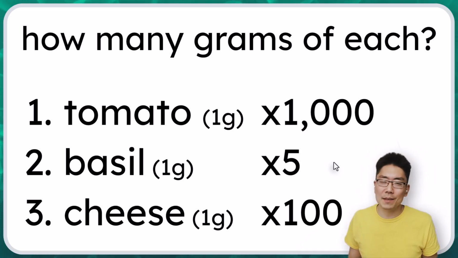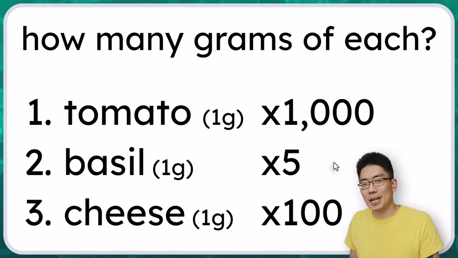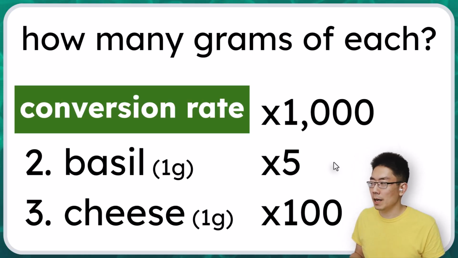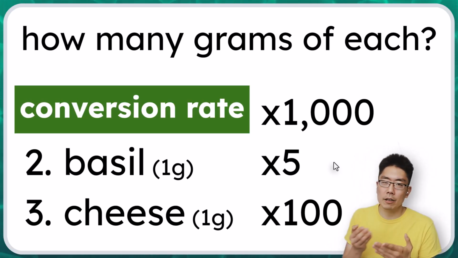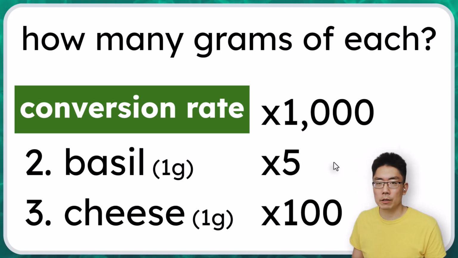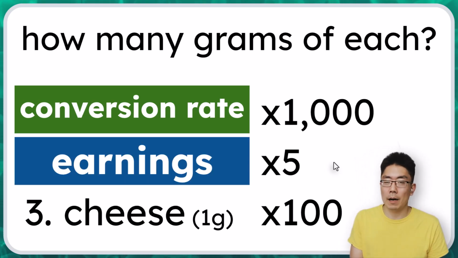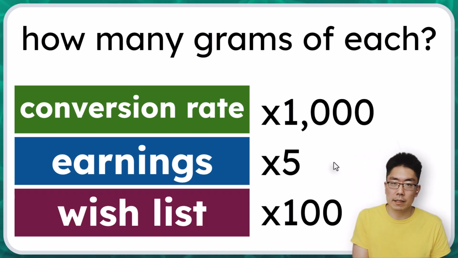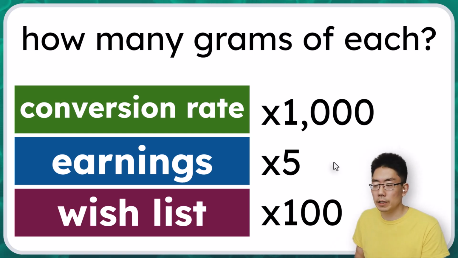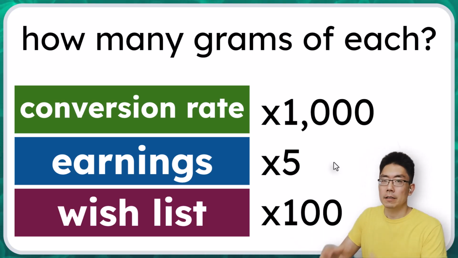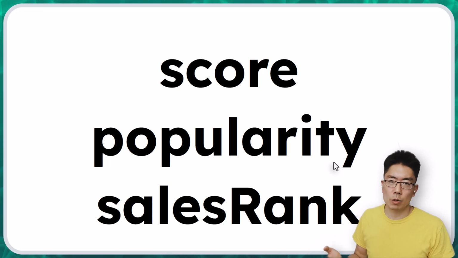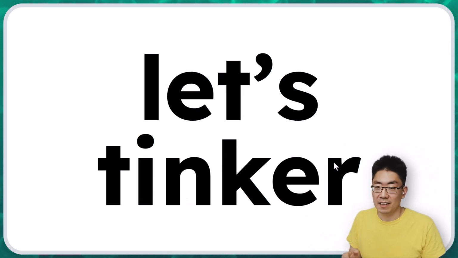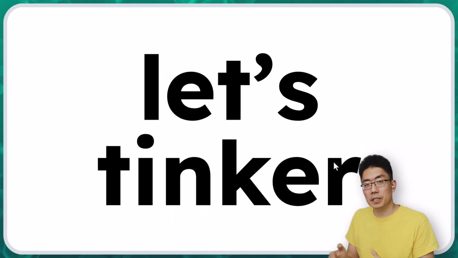So if we were to take this back into our search algorithm, then I might say, okay, in my formula, I'm going to take your conversion rate and multiply that by 1,000. And I'm going to take your amount of earnings and multiply that by 5. And then I'm going to take your wish list, the number of times your resource has been wish listed, and multiply that by 100. I'm going to add that all together to come up with, let's call it SEO score. So let's tinker. Let's see if we can figure out the proportions of ingredients.